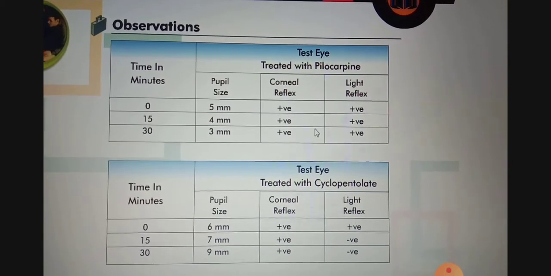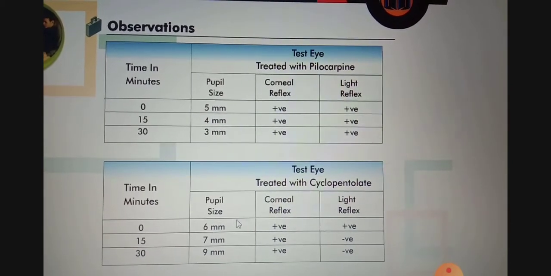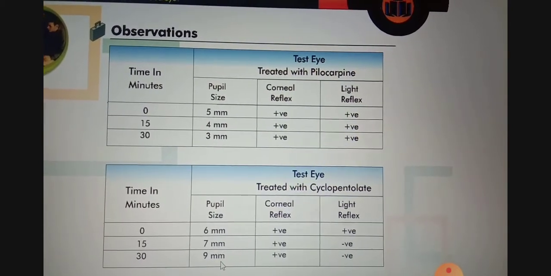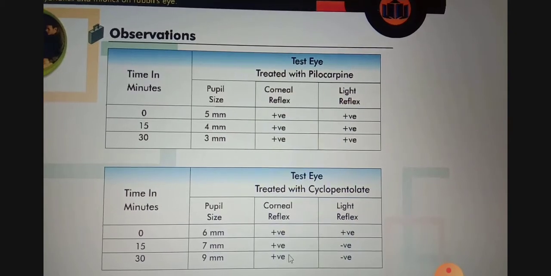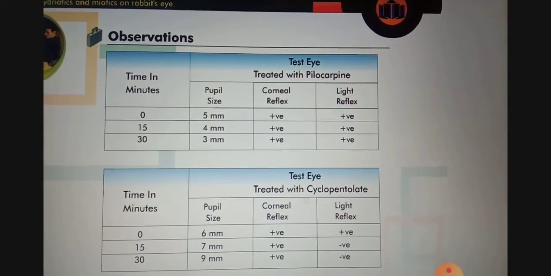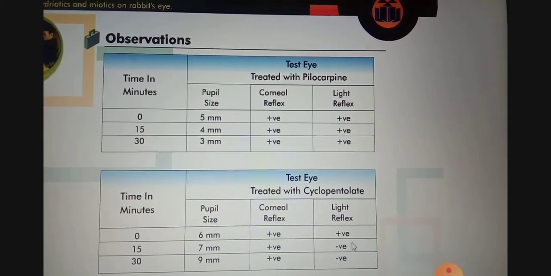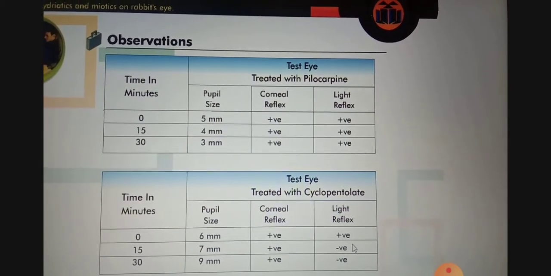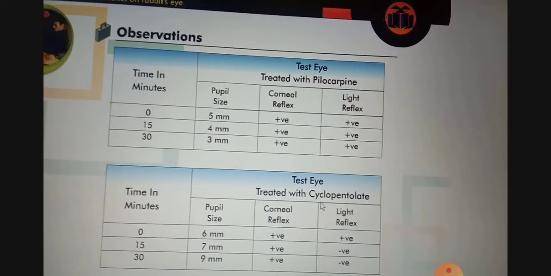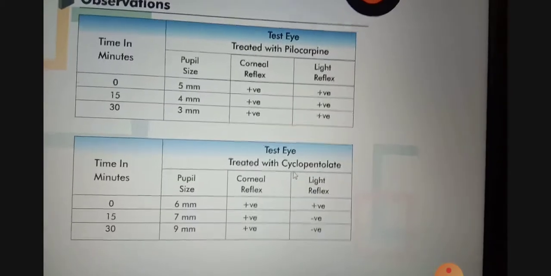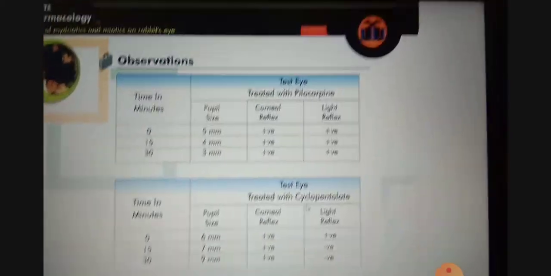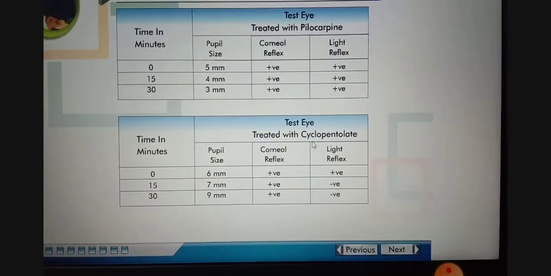Both reflexes are present. In case of cyclopentolate, if you observe, the pupil size increases, and the corneal reflexes remain positive, but the light reflexes are lost after 15 minutes. So this is the mydriatic drug. From this observation table we can easily conclude that cyclopentolate is used as a mydriatic drug.